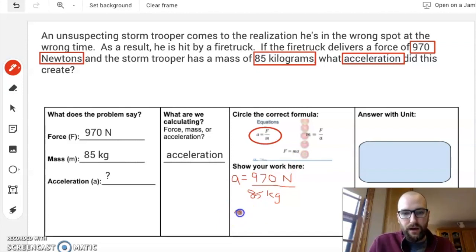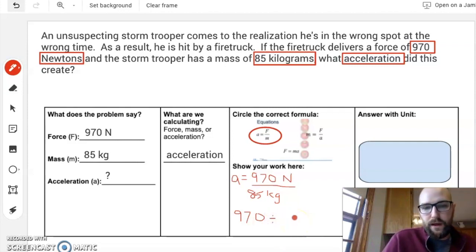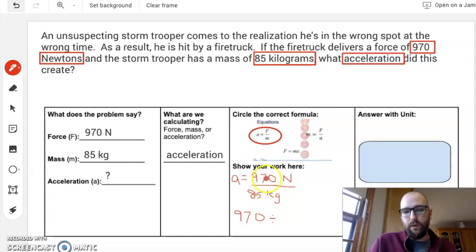I like to write 970, then I push the divide button. This might seem easy, but sometimes people get confused about which one is divided by which one, so they get the wrong answer. So I'm going to write 970, sorry, not 97, 970 divided by 85. What do I get?